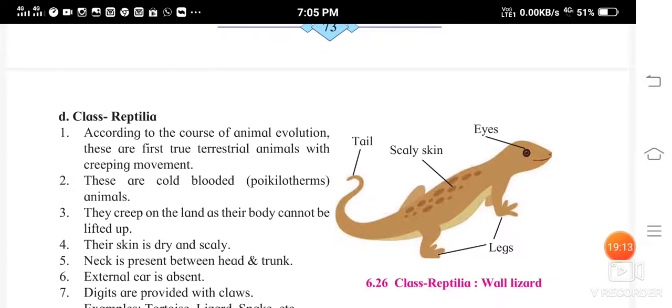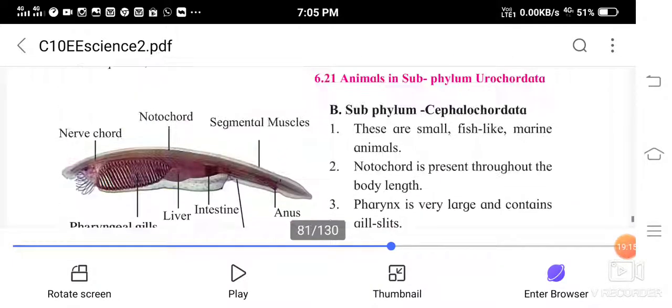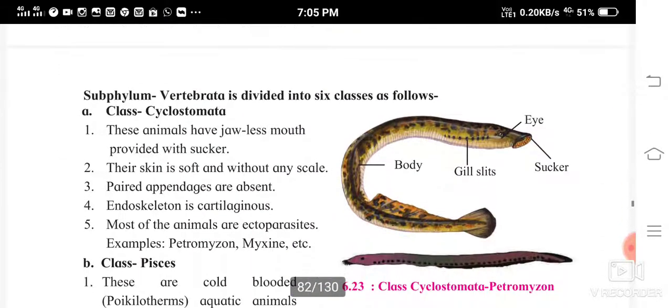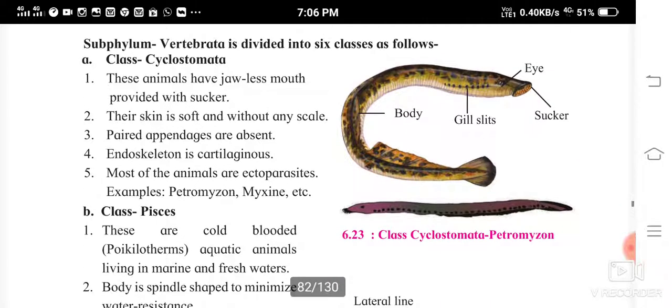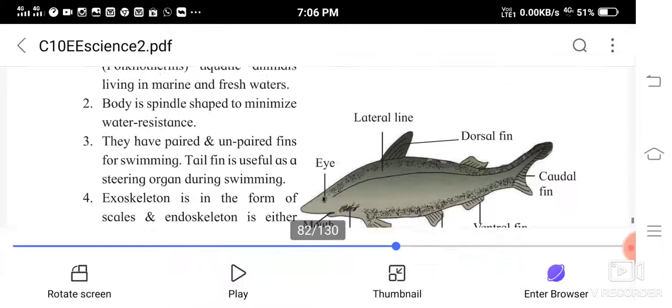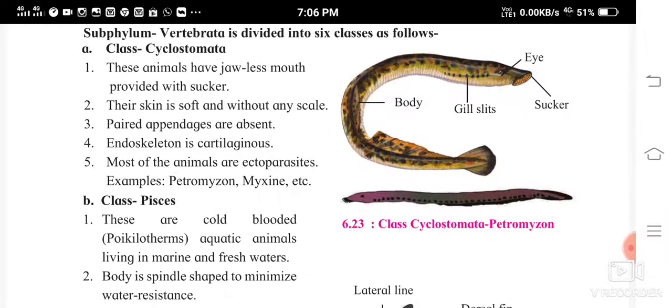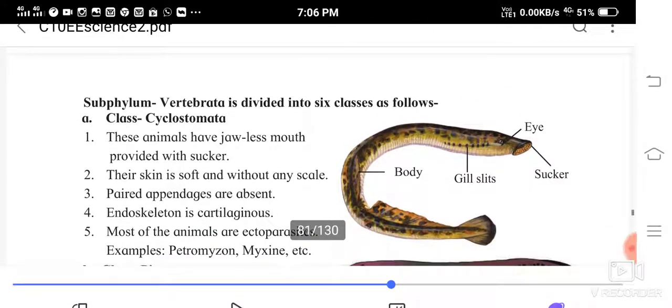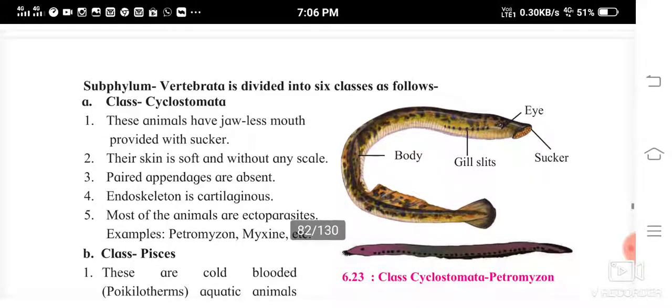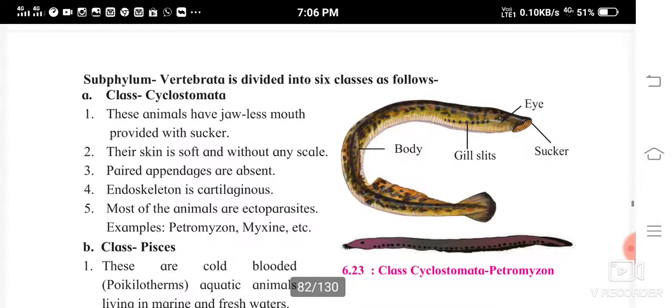Now see, students, we studied in detail about the 3 classes of subphylum Vertebrata, isn't it? That is Cyclostomata, Pisces and Amphibia. Now see, the characters are very important and you should be able to differentiate them also. In the case of Cyclostomata, they are jawless. The mouth has a sucker, and their skin is soft, with no scales.